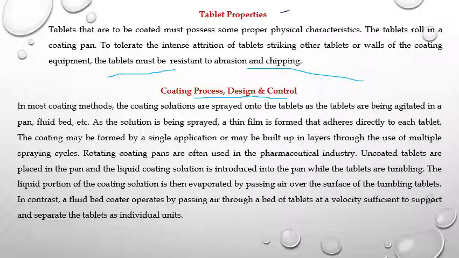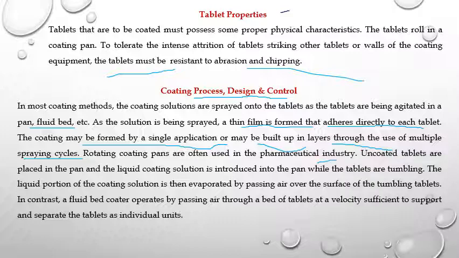Now the second one is coating process, design and control. In most coating methods, the coating solution is sprayed onto the tablets as the tablets are being agitated in a pan, fluid bed, etc. As the solution is being sprayed, a thin film is formed that adheres directly to each tablet. The coating may be formed by a single application or by building up layers through the use of multiple spraying cycles. Rotating coating pans are often used in the pharmaceutical industry.